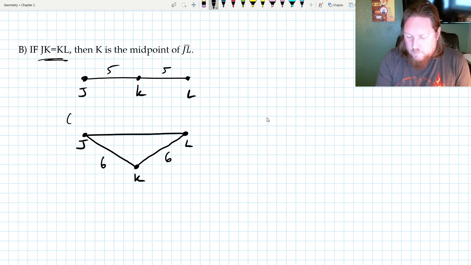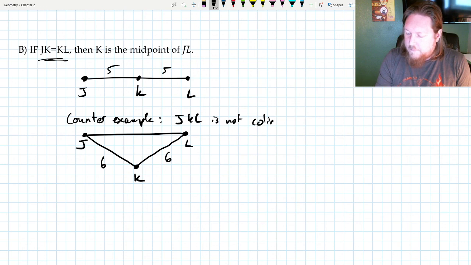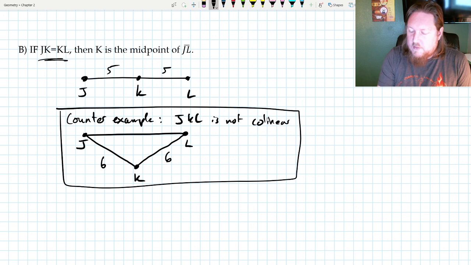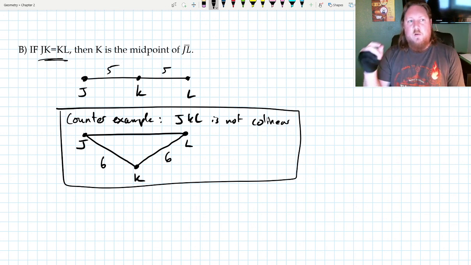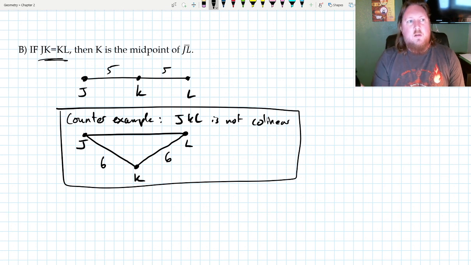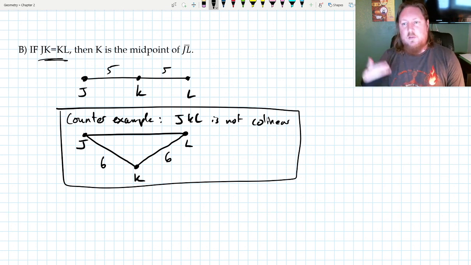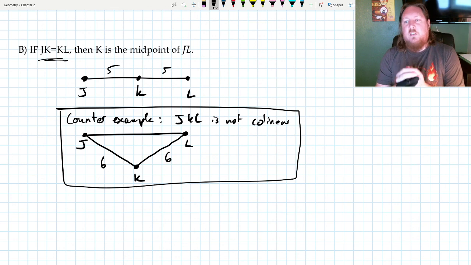So, counterexample: jkl is not collinear. And with this, I'm going to include the picture. Just like before, on the last part of it, I included the little example of 1/2 squared is less than 1/2 to show it. You just don't want to say what the example is. Show me what the one example is. You only have to find one of them so you can show it to me.